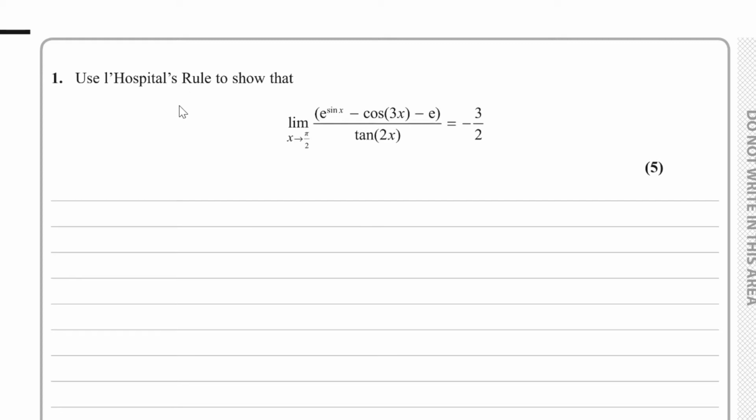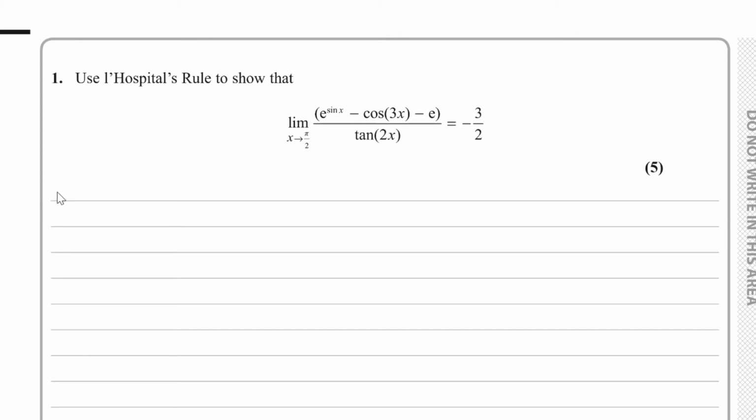Question number 1, we have to use L'Hopital's rule to show that the limit as x tends towards pi over 2 of e to the power of sine x minus the cosine of 3x minus e over the tangent of 2x is equal to minus 3 over 2.